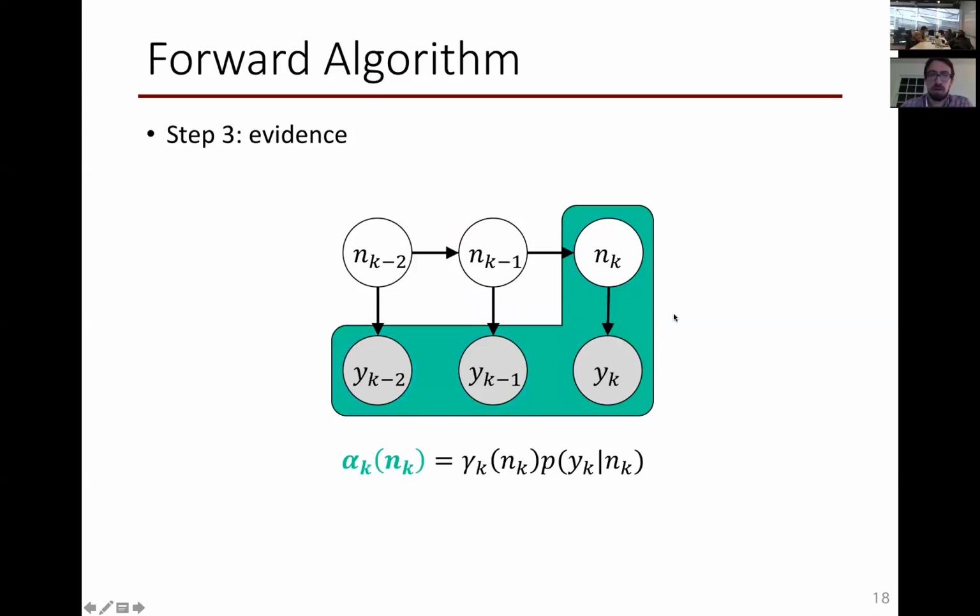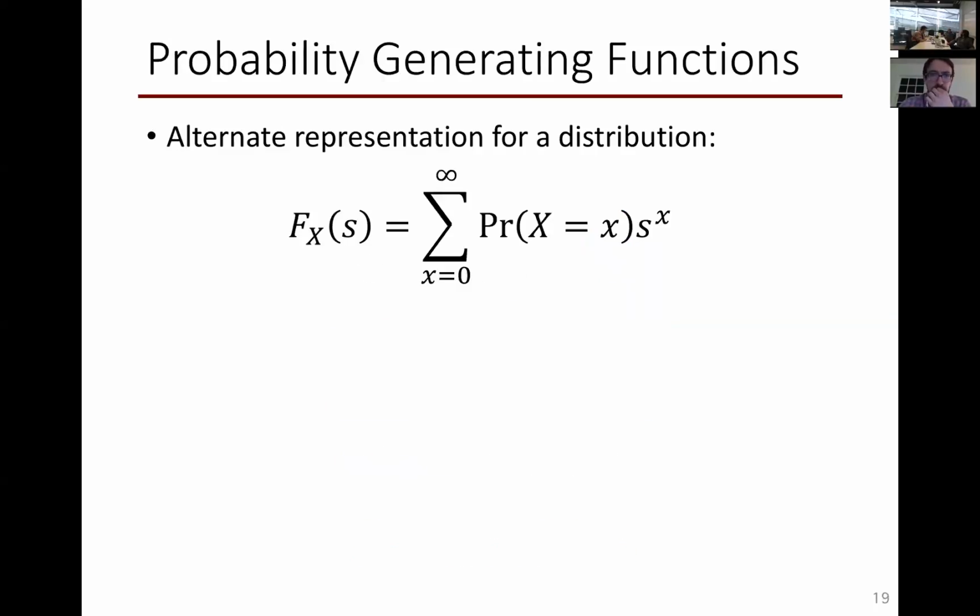Okay. It's worth noting that each of the messages, so each of the alpha messages and the gamma messages, are still probability distributions over one of the latent variables that have countably infinite support. So each of the messages also have countably infinite support. Okay, are there any questions so far? Okay.